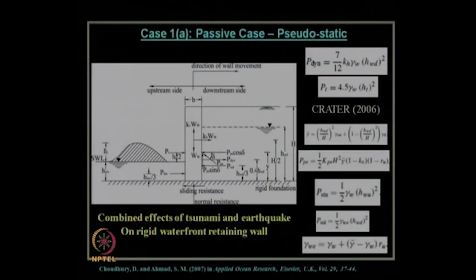Clear? So, this was published by us, that is Choudhury and Ahmad. As I said, this is the PhD thesis work of my second PhD student, Dr. Syed Muhammad Ahmad. Choudhury and Ahmad 2007 paper in the journal Applied Ocean Research, which is an Elsevier publication, volume 29, page number 37 to 44. You can get all these details in this paper.